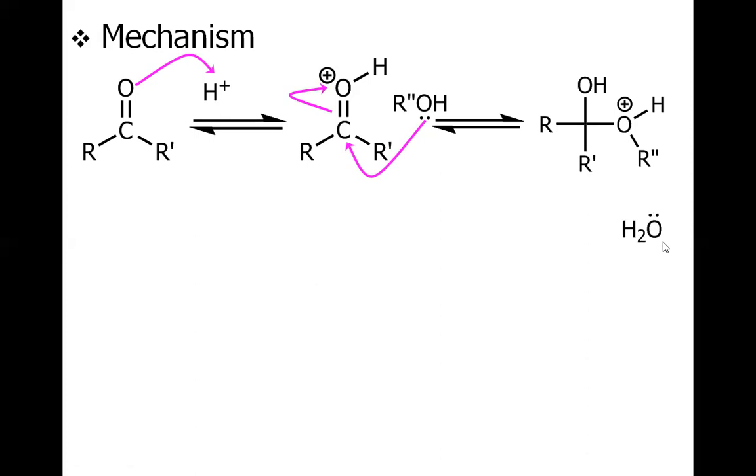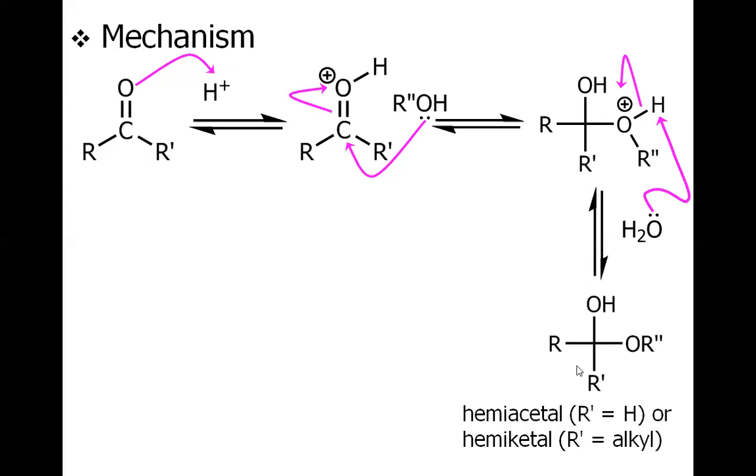Now this water molecule may abstract this proton, which is very much acidic, directly attached to the positively charged oxygen, to have this intermediate, which is called hemiacetal or hemiketal, depending upon the nature of R prime. If R prime is H, it is hemiacetal, or if R prime is a carbon chain, it's called hemiketal. And why hemi? Because 1 mole of alcohol is added. So we have OR from the alcohol and OH from the corresponding carbonyl.